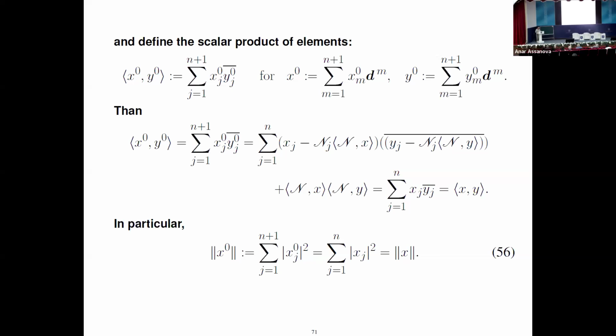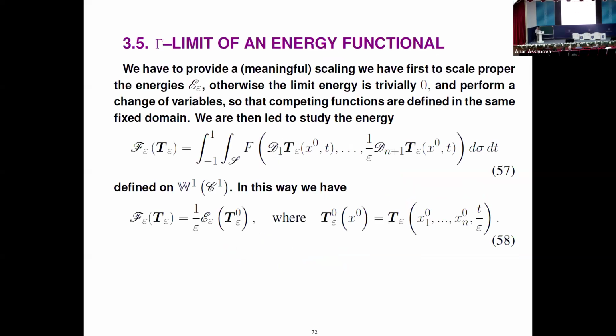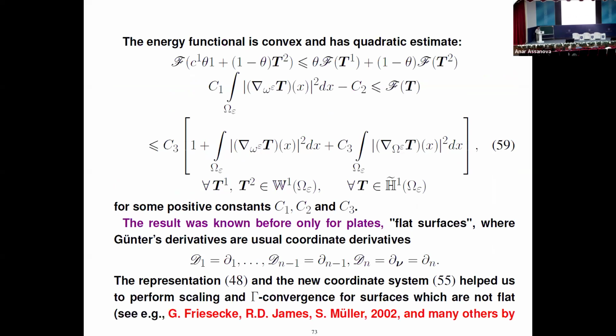And then send epsilon to 0. For this, this t, which is between minus epsilon and epsilon, is represented as epsilon tau. And then tau is between minus 1 and 1. That's the first step. Another, the whole integral is divided by epsilon. This means scaling this energy functional. Yes, scaling is here. And the next step is to continue.